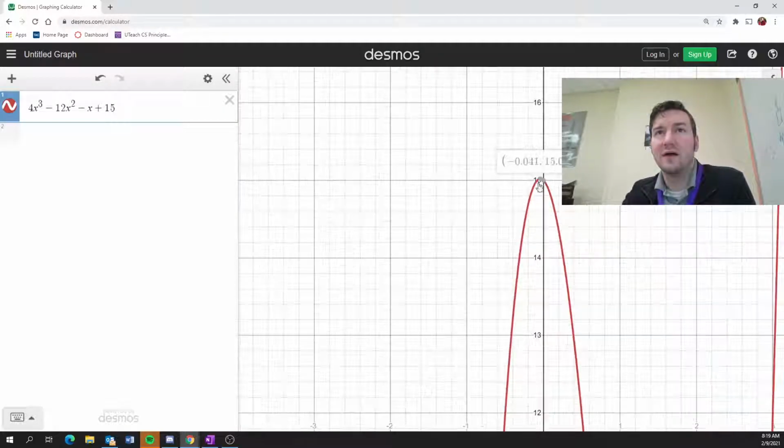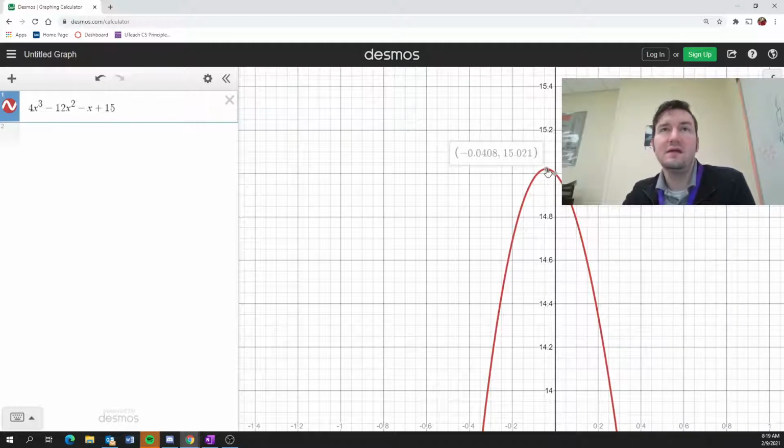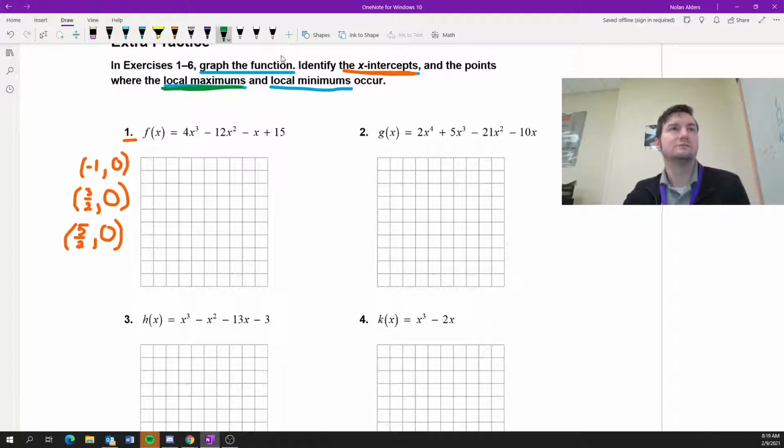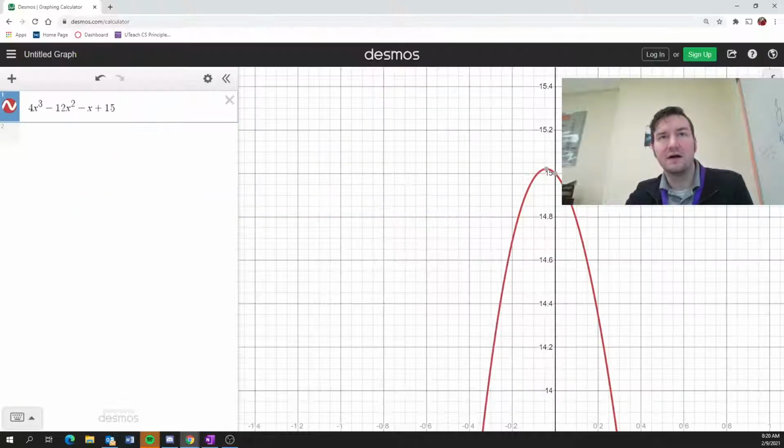So we can see our maximum is at -0.04, 15.02, and these I guess we'll just be okay with estimating. So -0.04 and 15.02 for our y. I think that was right. So that was our local maximum.